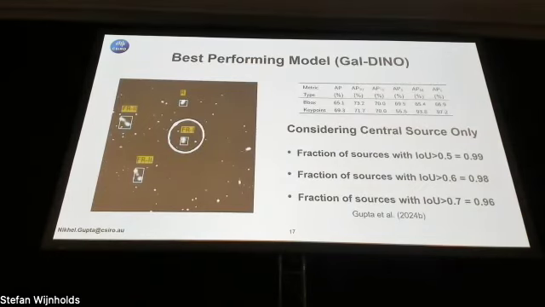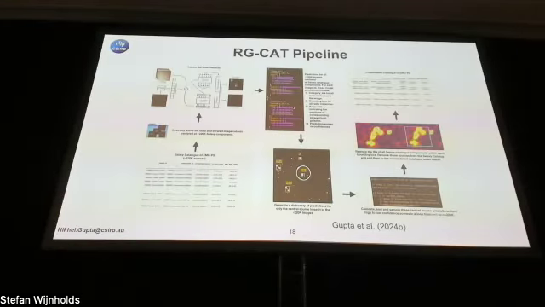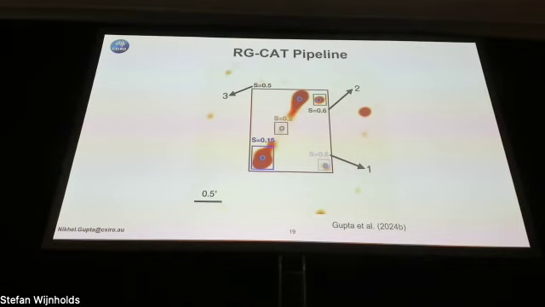Our best performing model we call the Galdino model. We found that if you look at the central source, the fraction of sources with intersection over union greater than 0.5 is about 99%, which is really good. We use that model as a backbone model for our RGCAT pipeline, which is the catalog construction pipeline. I won't go through all the details, but I'll give you an idea of what the pipeline does.